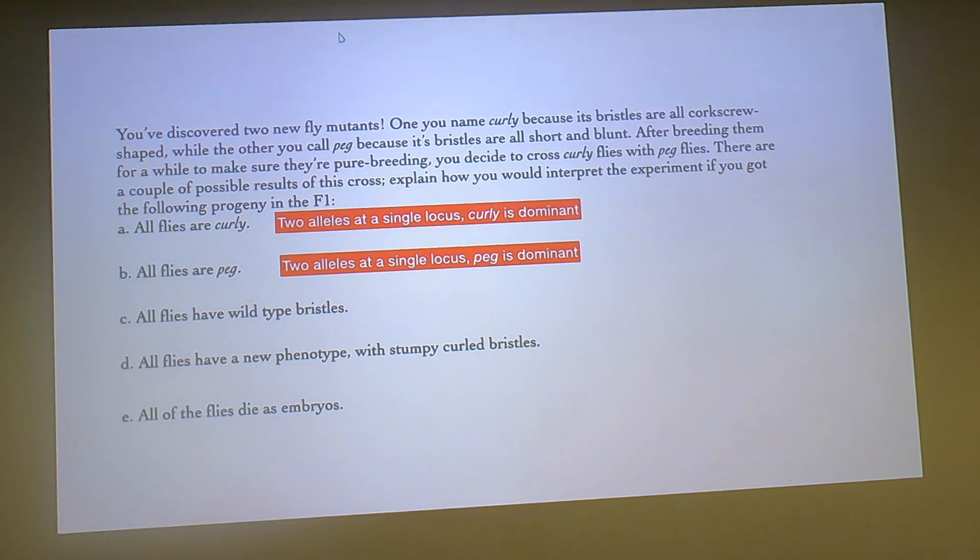What if they're all wild type? They all got long, straight bristles. This is a little more subtle. How would you interpret that result? This is like in your cross in the lab, if you cross scarlet and brown, and you get all wild type colored eyes, what does that tell you about scarlet and brown?